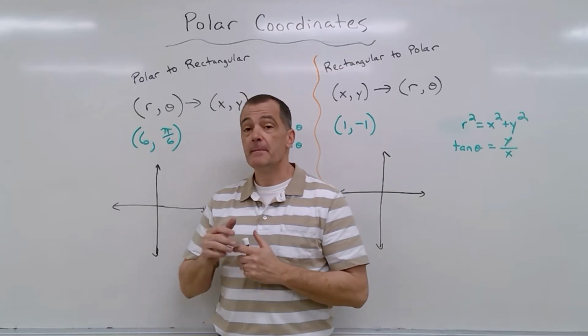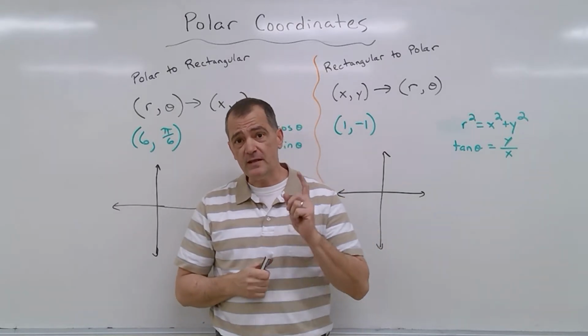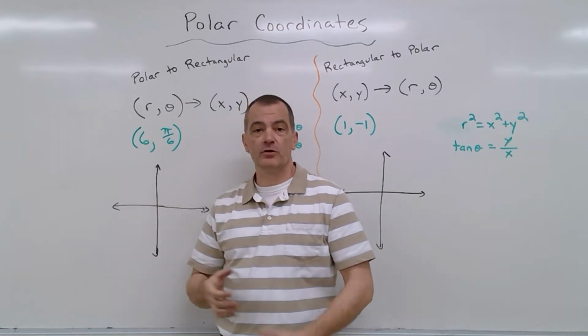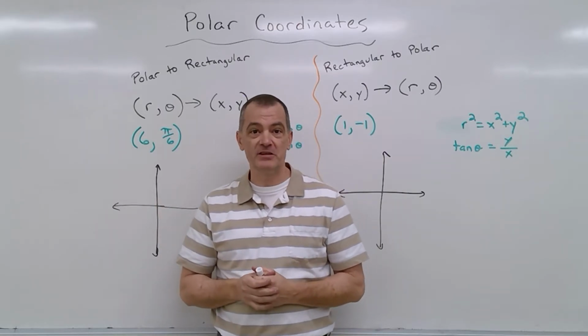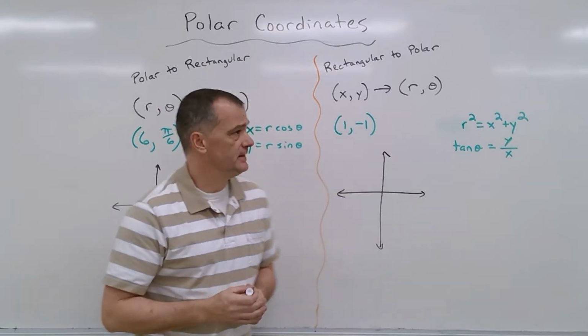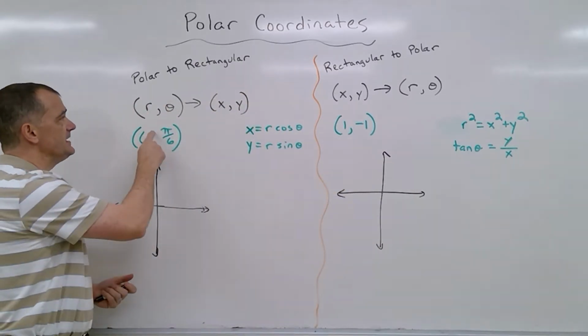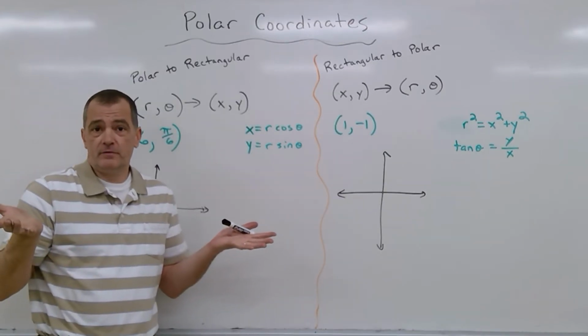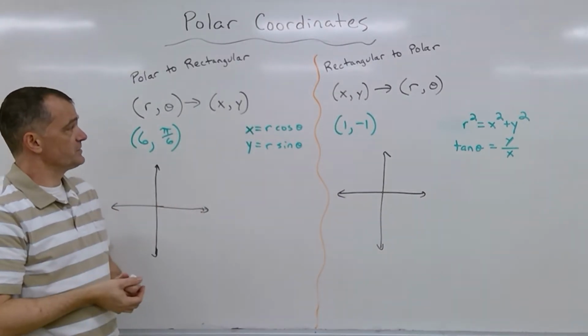So it's pretty cool. But to make a long story short, most universities, once you hit like a Calc 3 course, they'll start going back through some of this information again. But this is very basic. So here's a typical polar coordinate, 6, pi over 6 radians, real simple.